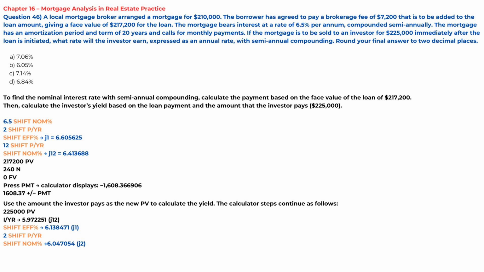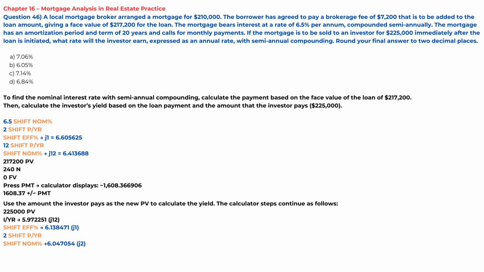270,200 PV. 240 N, 20 years times 12 monthly payments. 0 FV. Press PMT. Calculator displays negative 1608.366906. 1608.37 plus and minus sign. Then press PMT to round off the payment.